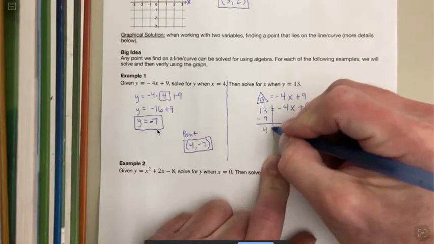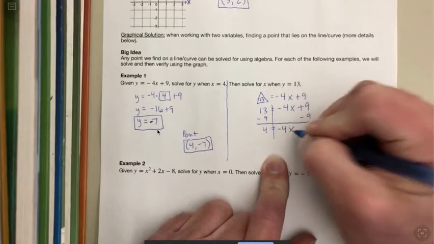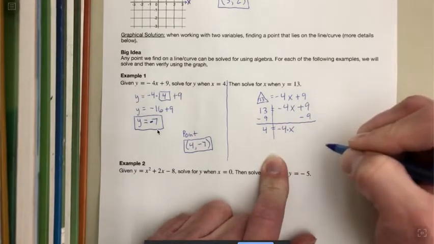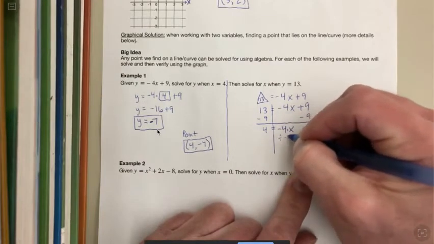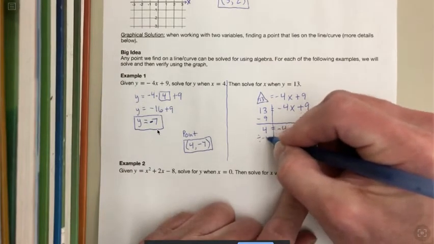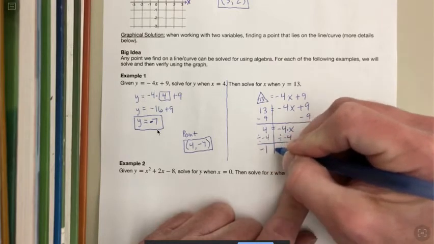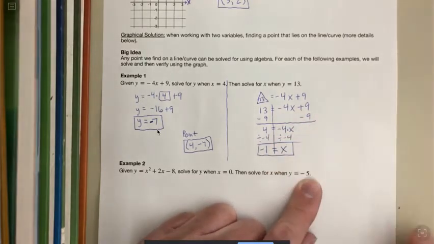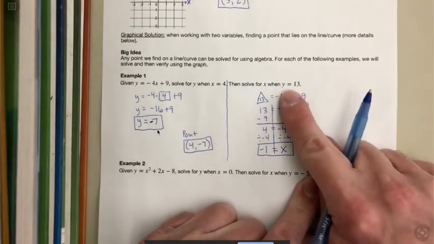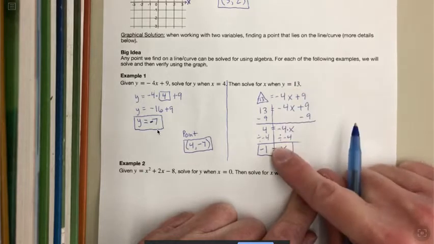It's going to be 4 equals -4x. Remember, that's -4 times x. So if I want to just have x left, I'm just going to divide by -4 on both sides, and we get -1 is equal to x. All right, just a reminder, I gave you y, and we solved for x.